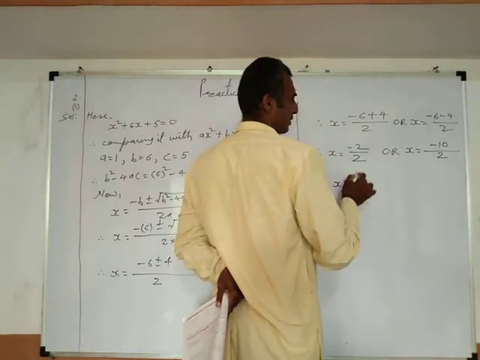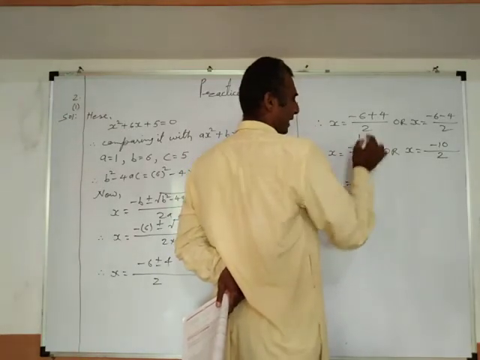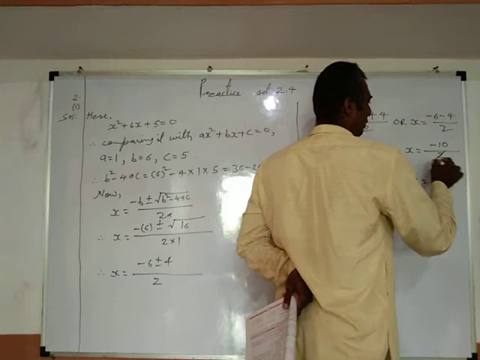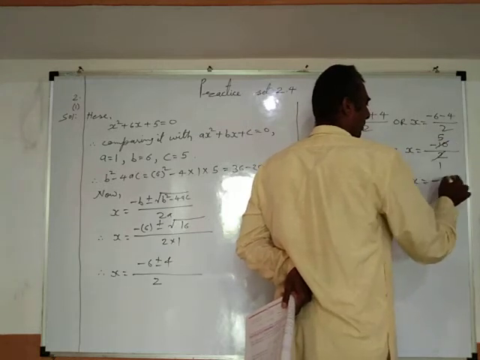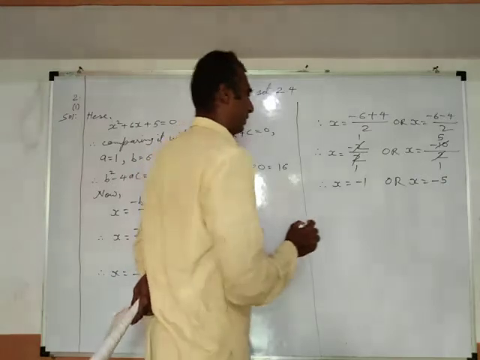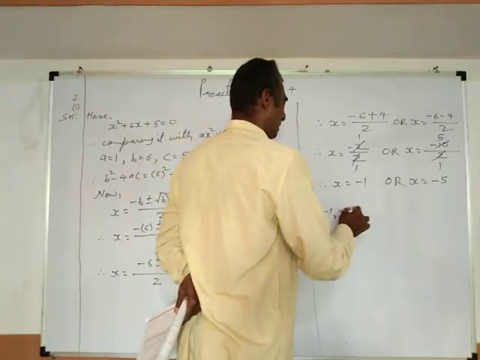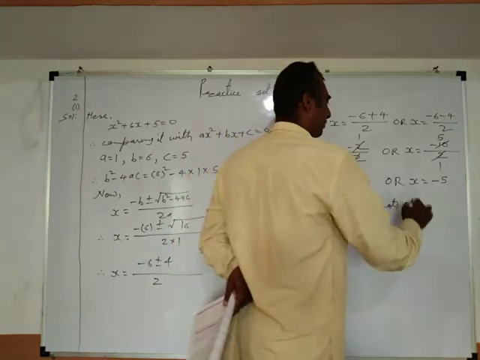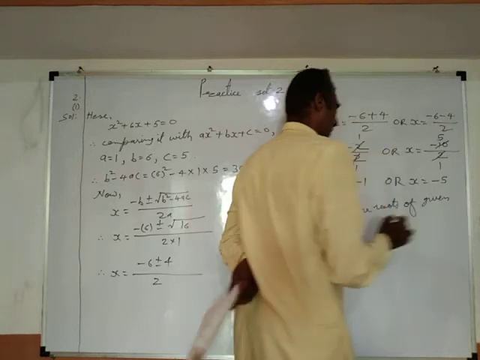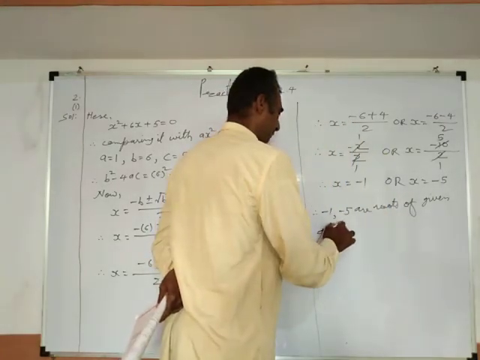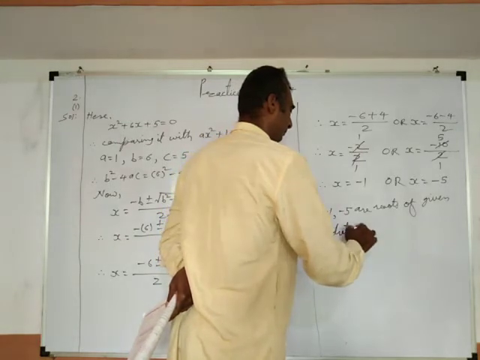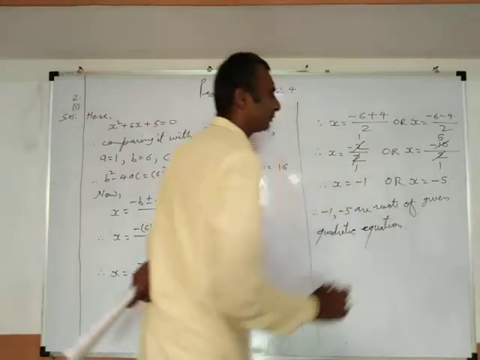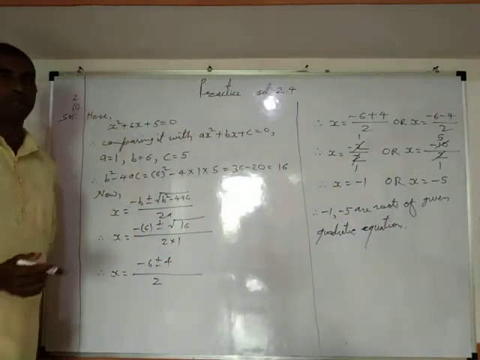Therefore x equals 2 ones are 2, but the sign will be negative, minus 1, or x equals 2 fives are 10, but the sign will be minus, x equal to minus 5. Therefore minus 1 comma minus 5 are the roots of the given quadratic equation. Okay. Similarly, we can solve the rest of the sums.